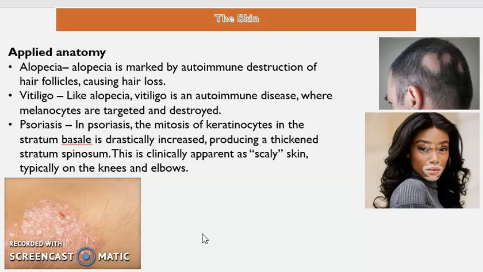Number 3, psoriasis. In psoriasis, the mitosis of keratinocytes in the stratum basale is drastically increased, producing a thickened stratum spinosum. This is clinically apparent as scaly skin, typically on the knees and elbows.